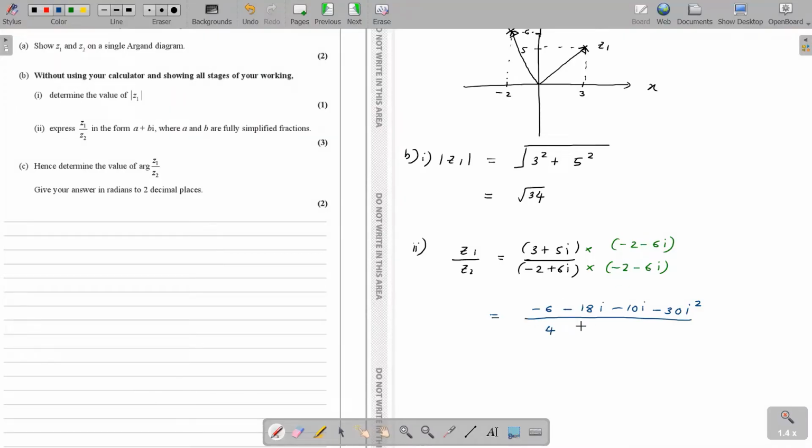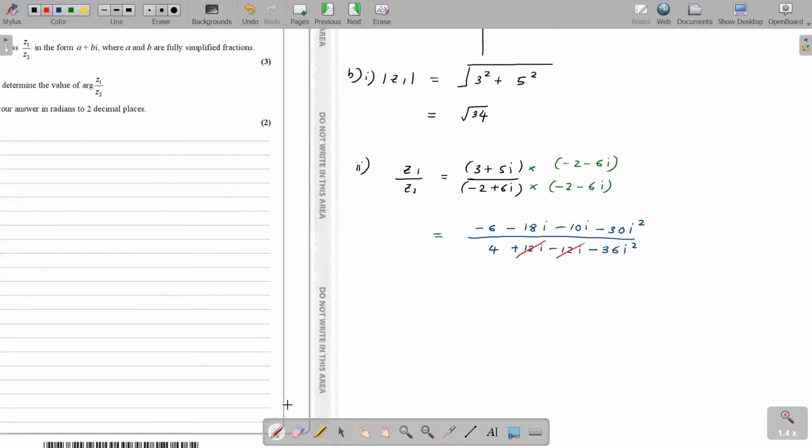Minus 2 into minus 6i is plus 12i. Plus 6i into minus 2 is minus 12i. Plus 6i into minus 6i is minus 36i square. Actually, for the denominator, you could be a little bit more smart and think, okay, it's actually difference of 2 squares. So you could use a square minus b square, and then you can see the middle part will cancel out, right? Can you see? The middle part cancels out. So anyway, we can simplify either way, or you can do the shortcut.